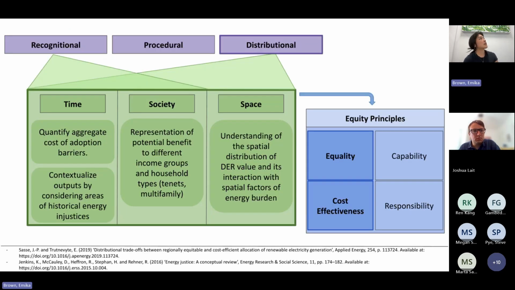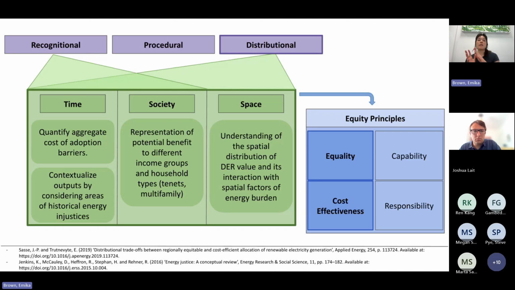And I also just wanted to locate the research I'm hoping to do within the energy justice space. Energy justice is typically organized along three tenets: recognitional, so who's affected or who has been affected; procedural, so who's involved in decision making and what processes are involved in decision making; and then distributional, so where are the benefits and burdens of the energy system distributed.